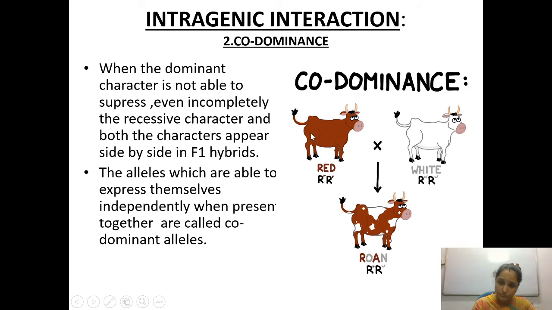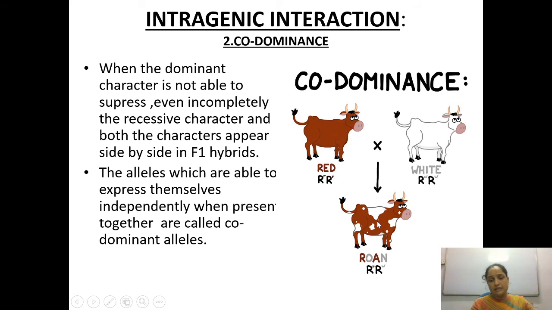I'll show you. This one is a red color cow, and here also a white one. It is going to make a cross between them. One you can consider as a male, another you can consider as a female. So when there is a cross between them, whatever offspring you get is roan in color. Roan means having both the colors, in a patch format. Okay, so this is a roan organism which you got by crossing these two individuals.